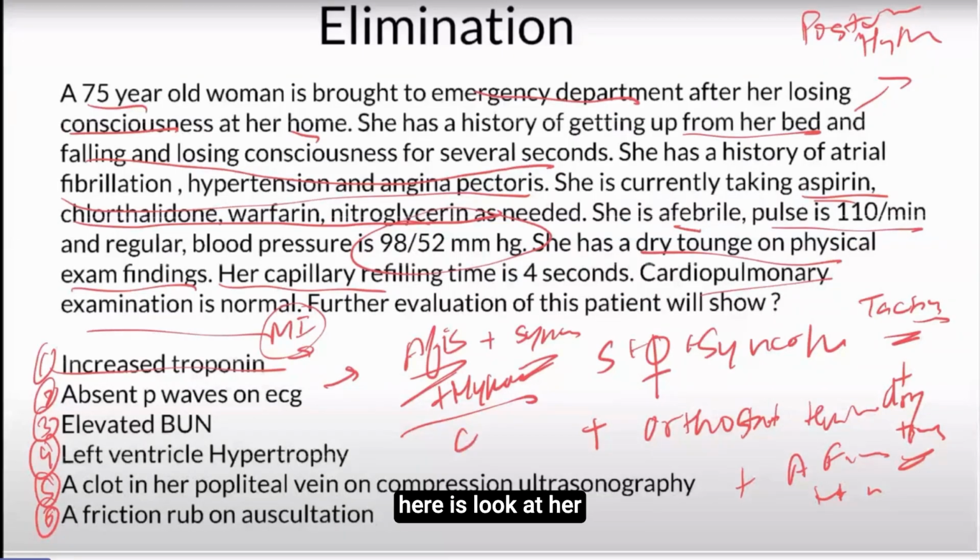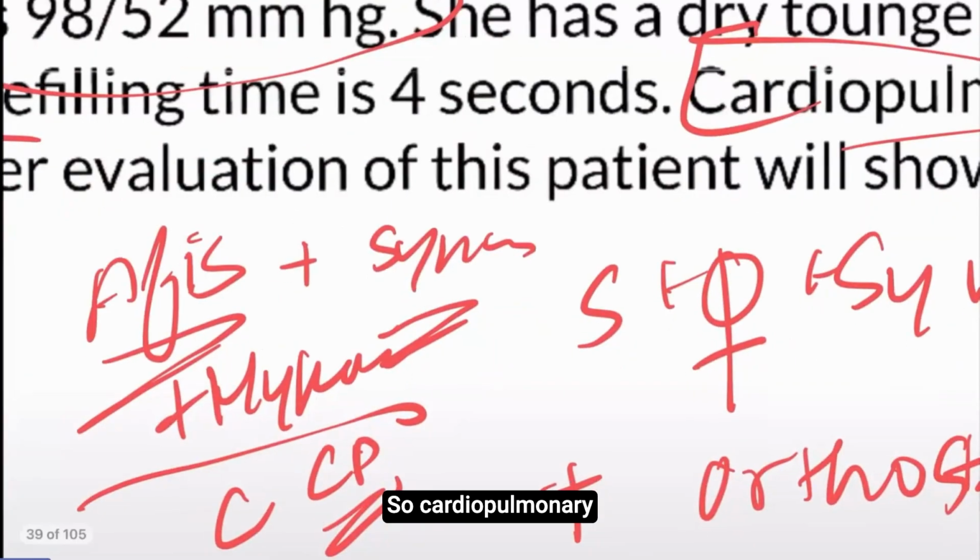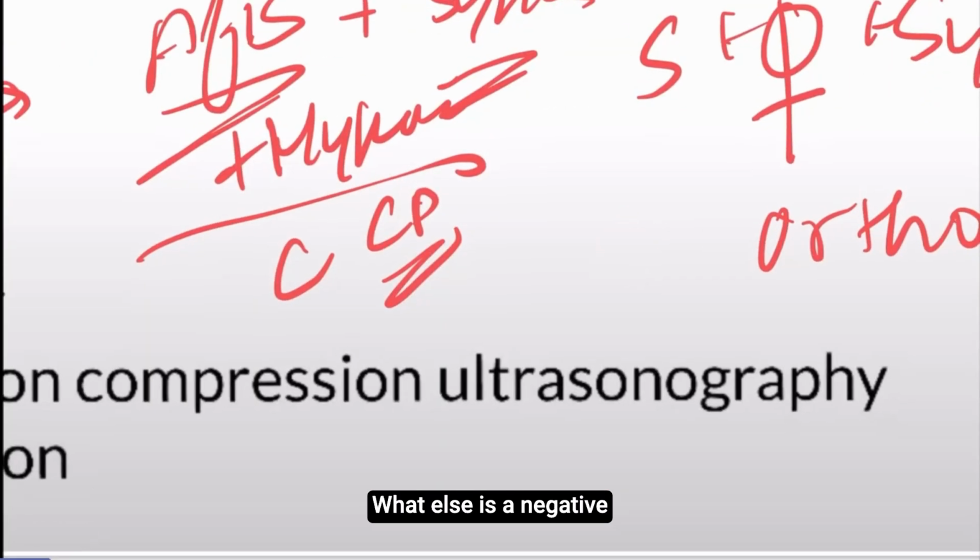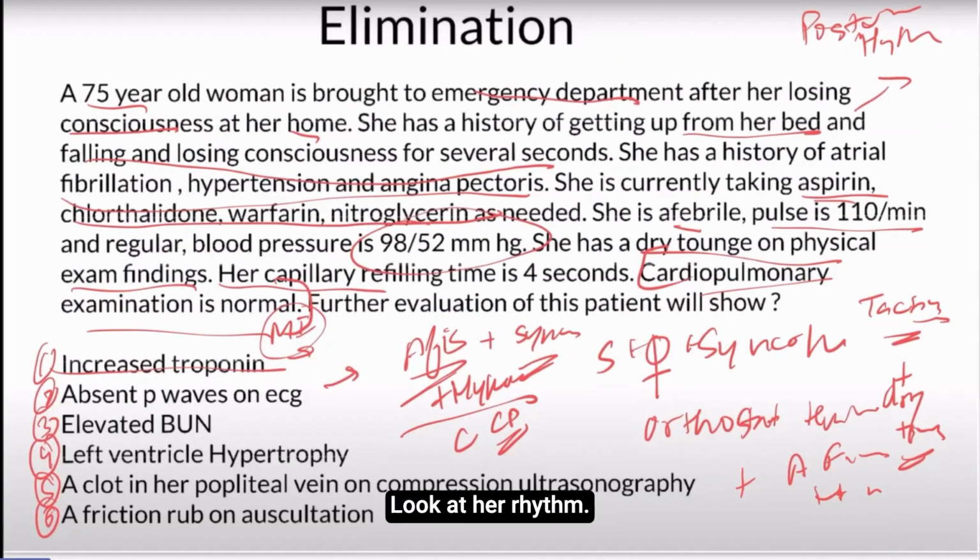Negative clue by commission here is look at her cardiopulmonary examination. That's normal. That's a negative clue by commission. What else is a negative clue by commission here? Look at her rhythm. It's regular. So if she was in active AFib, the rhythm would be irregular and you would see absent P waves. That's how AFib presents. If the rhythm is regular, that means the AFib is currently in remission. It must be paroxysmal AFib and that's why it's regular. So regular tells me it's likely not this.